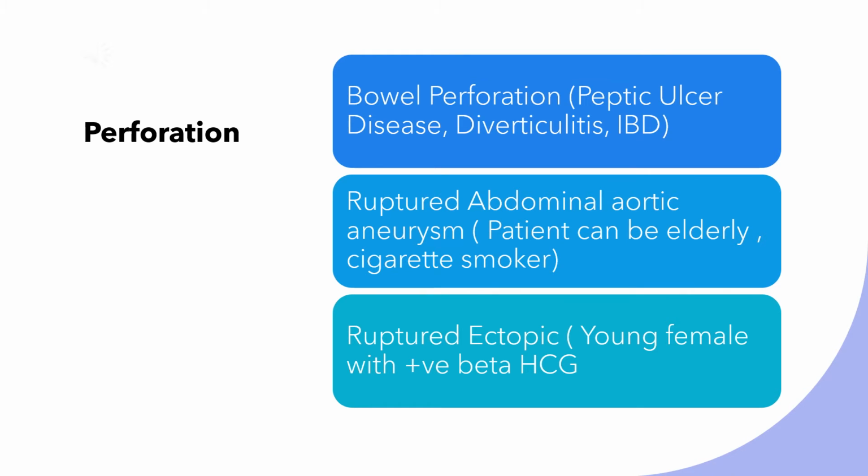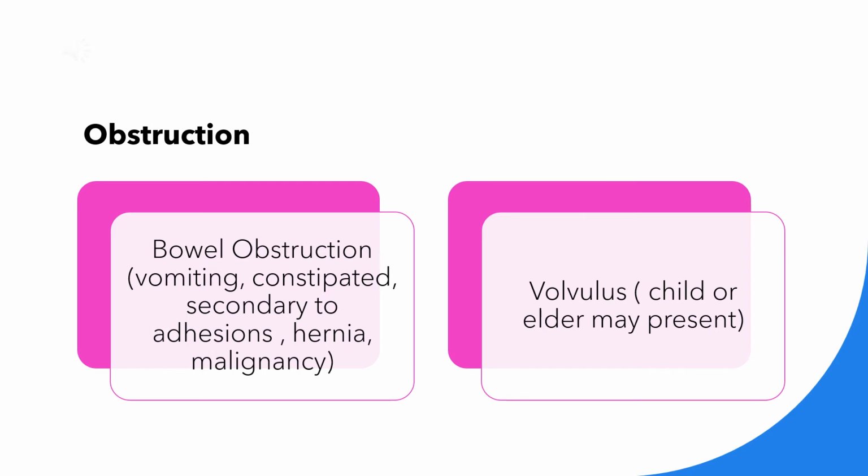If an elderly male cigarette smoker presents with an acute abdomen, we can think of a ruptured abdominal aortic aneurysm. If a young female patient presents with positive beta-HCG with acute abdomen, then the case of an ectopic pregnancy should come to your mind.